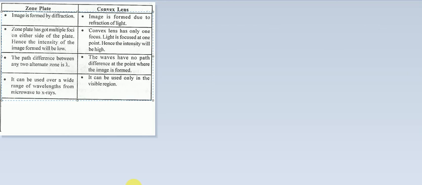What are they? In a zone plate, the image is formed by the phenomenon of diffraction, but in a convex lens, the image is formed due to refraction of light. That's a basic difference between them. A zone plate has multiple foci on either side of the plate, and therefore the intensity of the image formed will be slightly low. A convex lens has only one focus for one wavelength. Light is focused at one point, hence the intensity will be high.